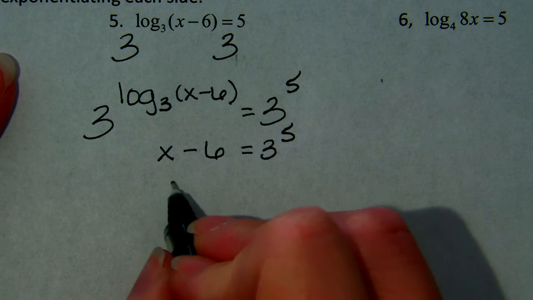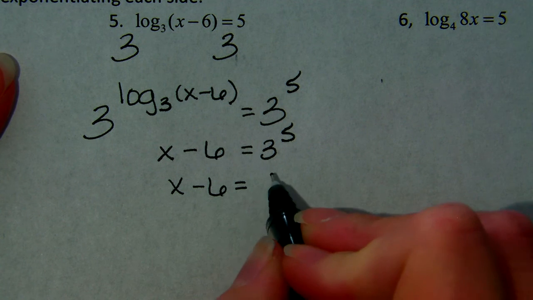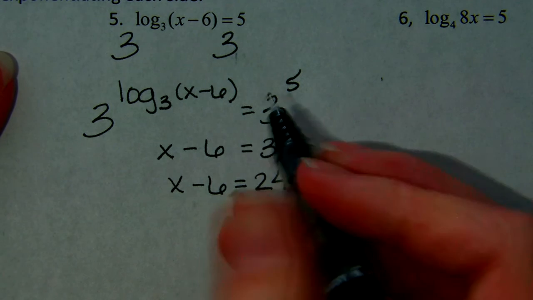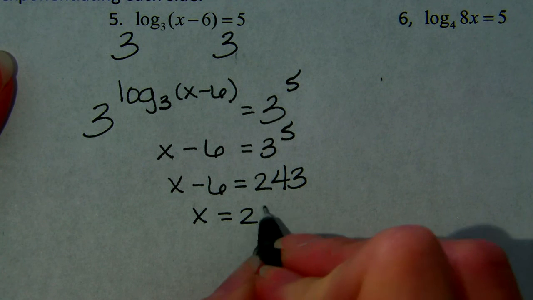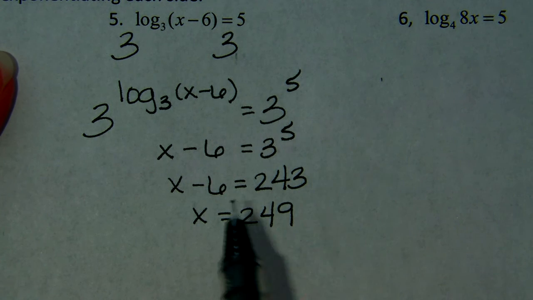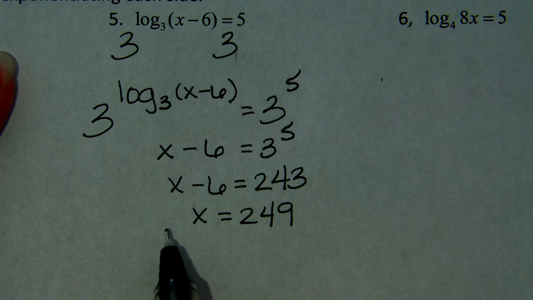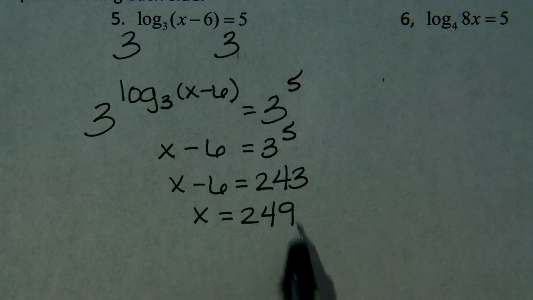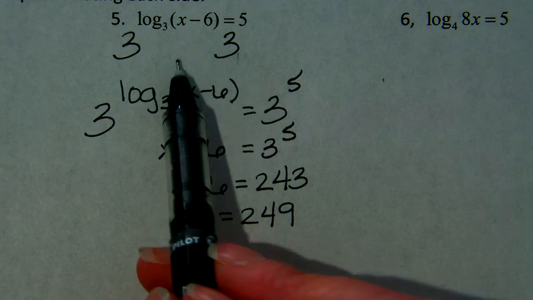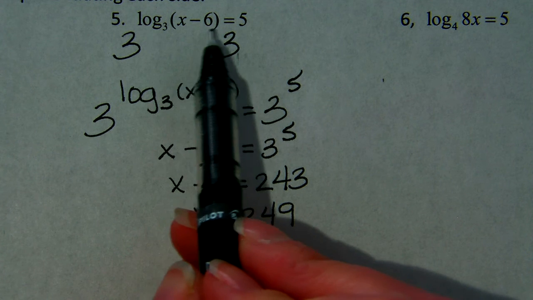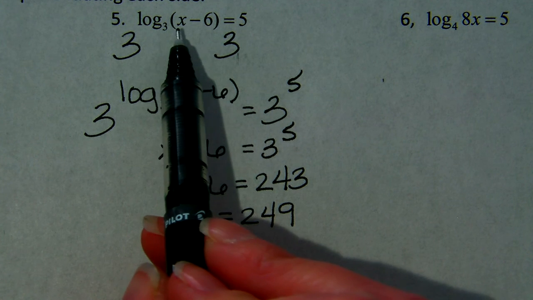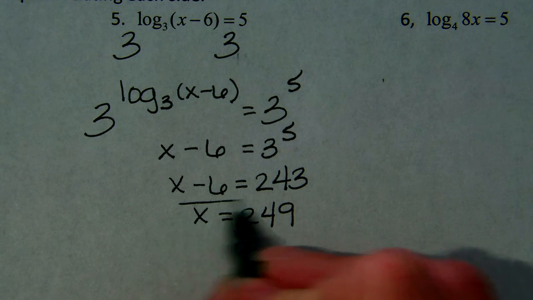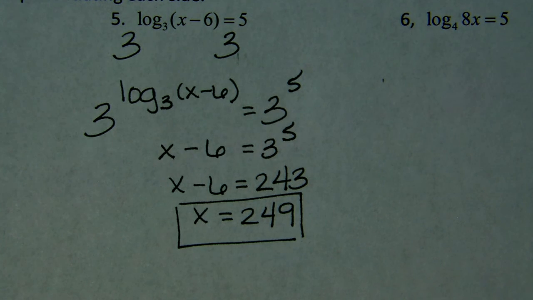3 to the 5th is 243. You guys have calculators in front of you. Most of the time you can do that. Okay, and that means x is equal to 249. We still want to check and make sure that this isn't an extraneous solution. I forgot to do that with number 4. Trust me, it's not extraneous. So what we do is we just plug that value into the log and make sure it's not going to end up with a negative number. 249 minus 6 is 243. We're good. We're safe. So this is not extraneous, and that is my solution.